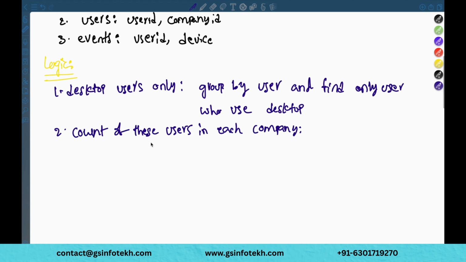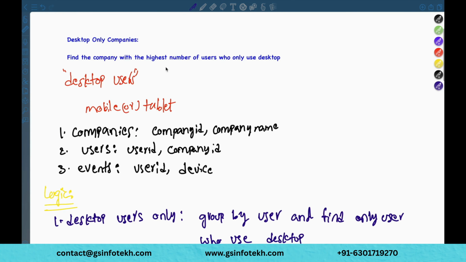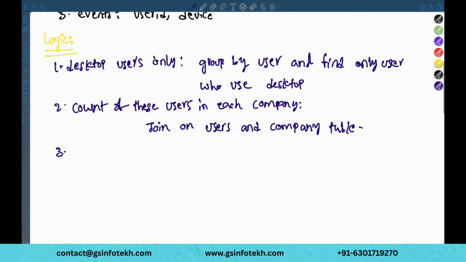So here we will use a join on the users and company tables. And there is one more step: we need only the company with the highest number, so we will order the results and pick the highest one. So this is the logic.